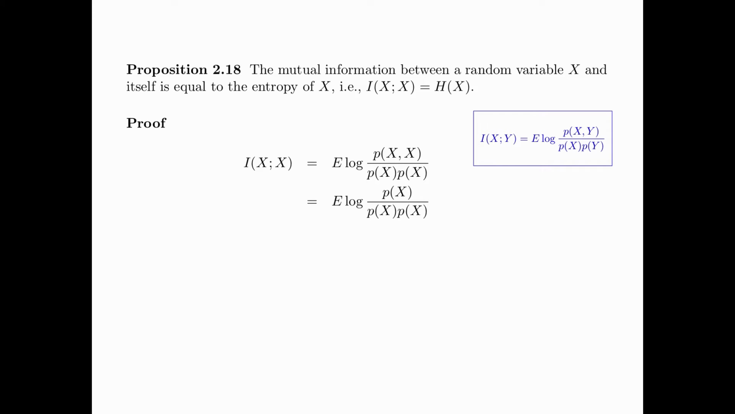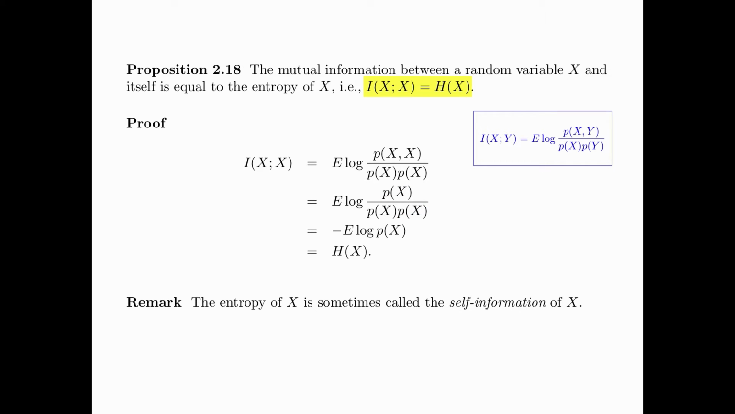Now p(x,x) is equal to p(x), and so we have p(x) cancelling with this p(x) here, and this becomes minus the expectation of log p(x), which is just the entropy of X. So we have proved that the mutual information between X and itself is equal to the entropy of X. For this reason, the entropy of X is sometimes called the self-information of X.